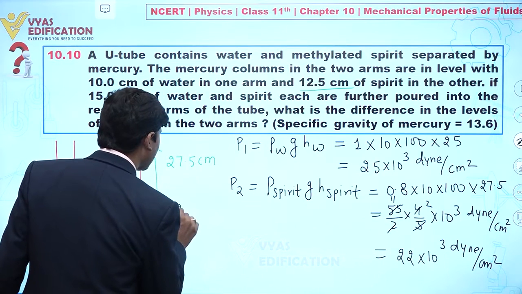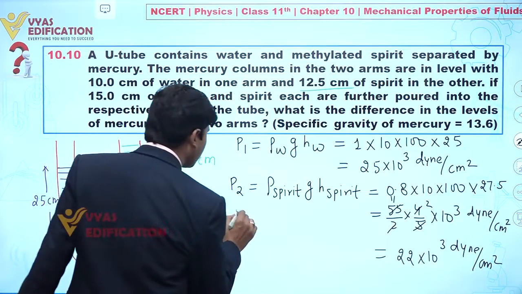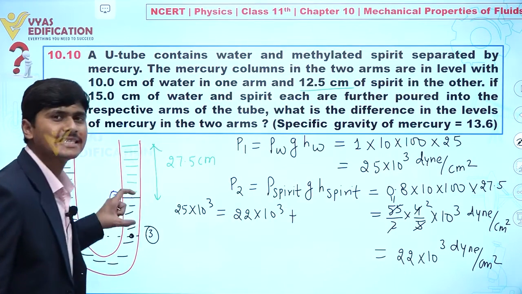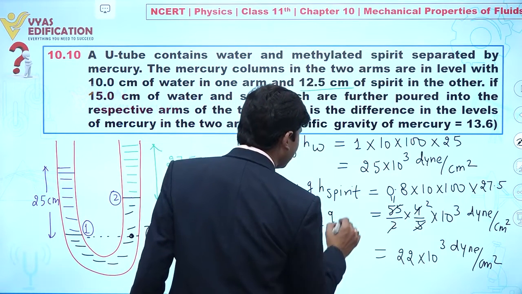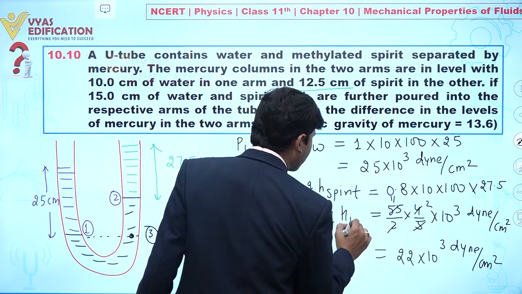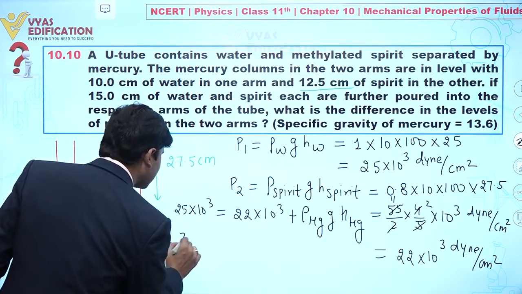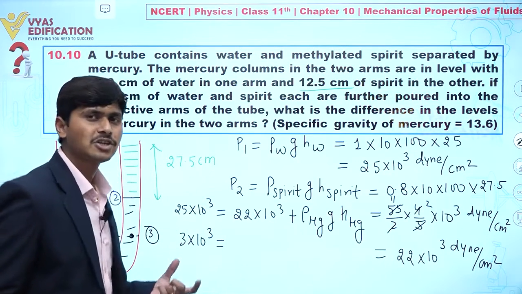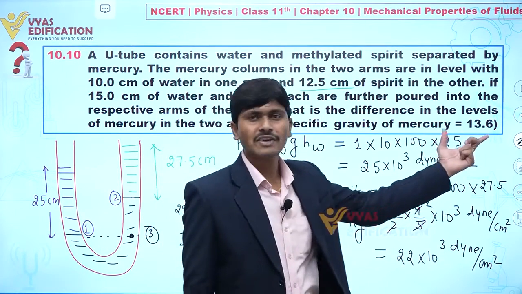So what is the value of pressure at A? I can say 25 into 10 to the power 3. This should be equal to 22 into 10 to the power 3 plus, now I will write here the density of mercury, g, and the height of the mercury column. So from here you can write like this: 3 into 10 to the power 3 equals the density of mercury. The density of mercury we have is 13.6. It is also given as the specific gravity of mercury.